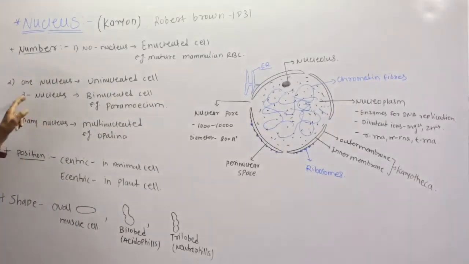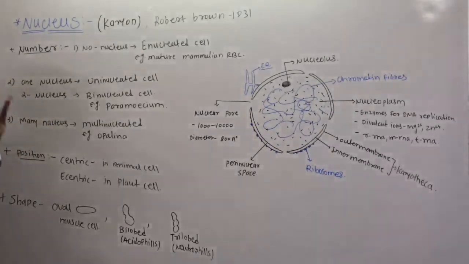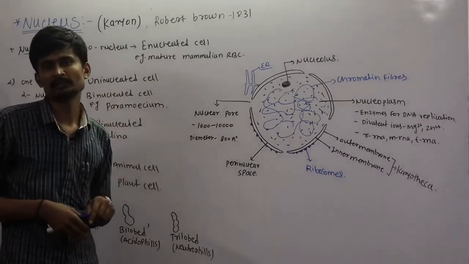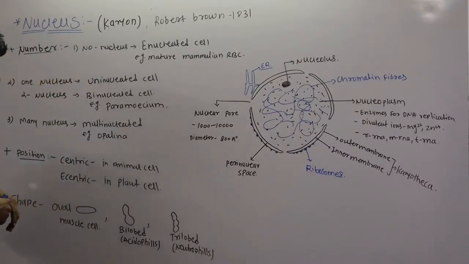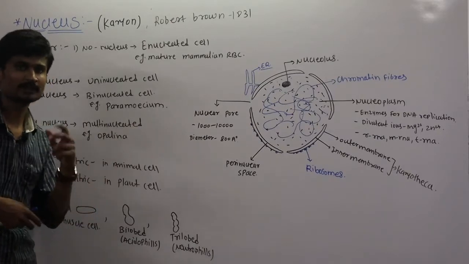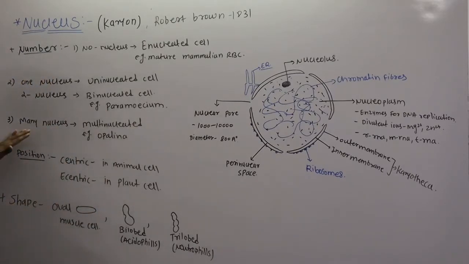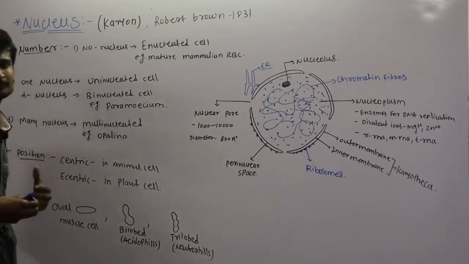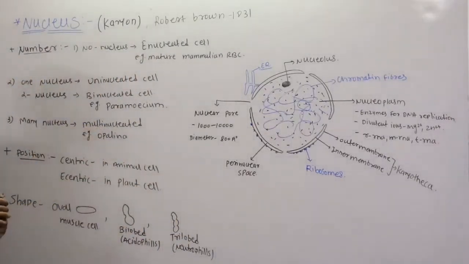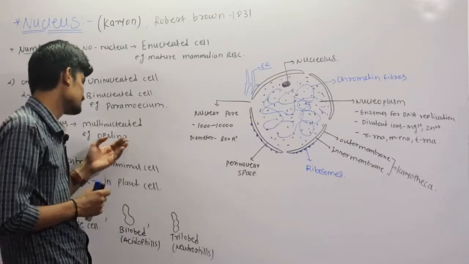Then the second condition is two nuclei. If there are two nuclei in the same cell, that cell is called a binucleated cell. Bi means two, so the cell contains two nuclei. The example is Paramecium. Then the next condition in number is many nuclei. If a cell contains many nuclei, that cell is called a multinucleated cell, and the example is Opalina.